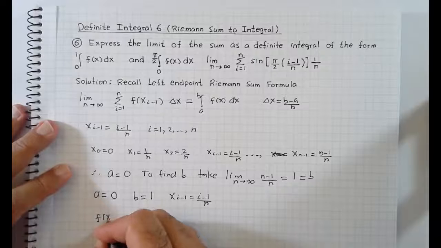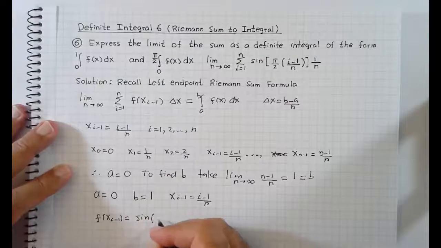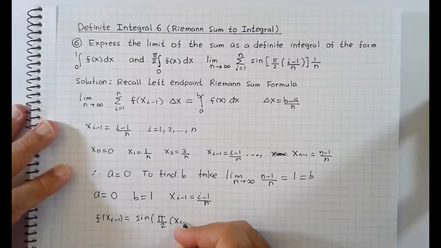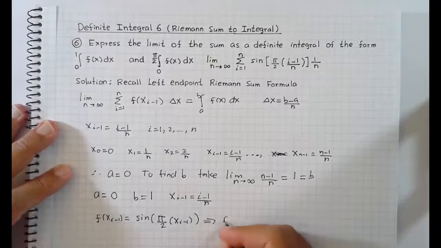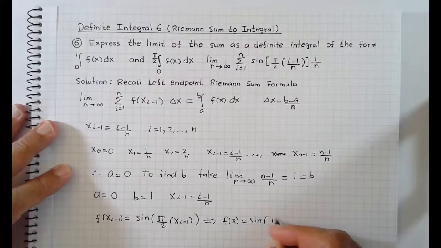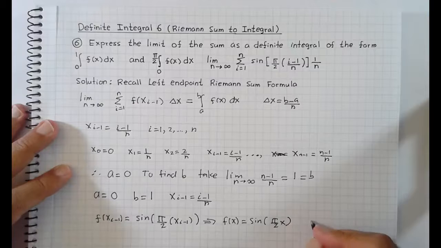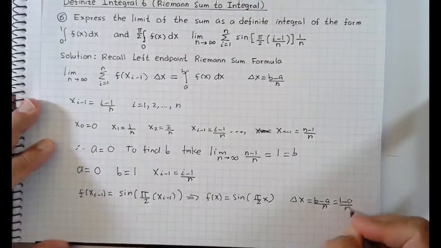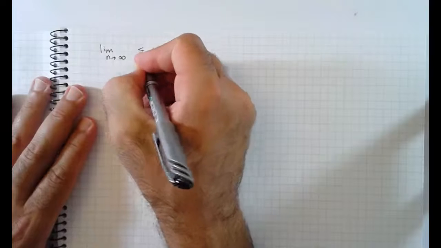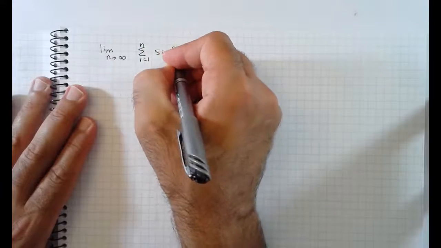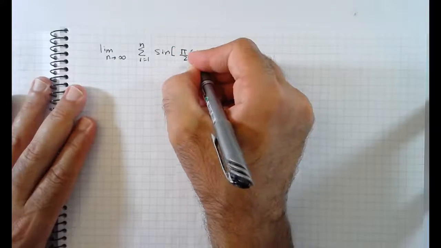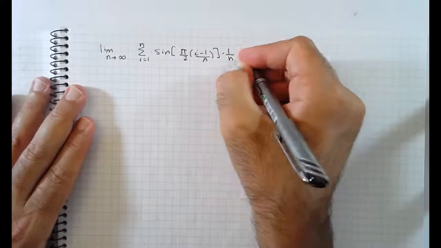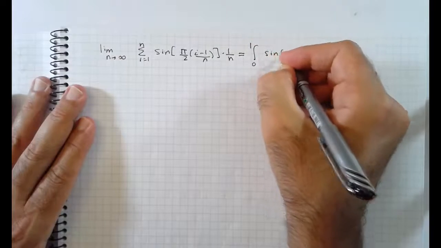The function is f of x sub i minus 1 is sine of pi over 2 times x sub i minus 1. And that means f of x is sine of pi over 2 x. And delta x is (b minus a) over n, and that is (1 minus 0) over n. So we have been able to transform the Riemann sum, limit n goes to infinity, i goes from 1 to n, sine of pi over 2 times (i minus 1) over n, times 1 over n, into a definite integral of the form 0 to 1 sine of pi x over 2 dx.